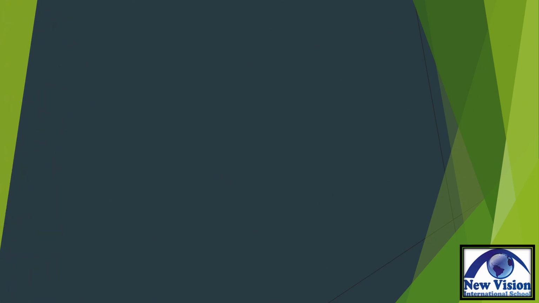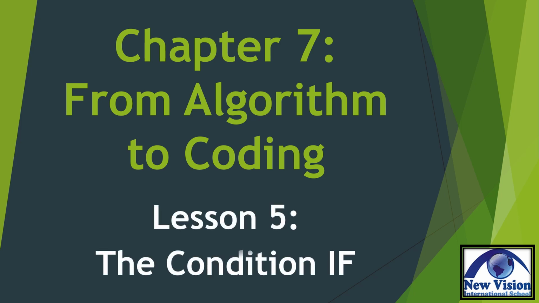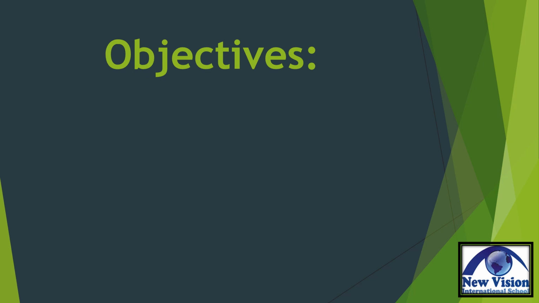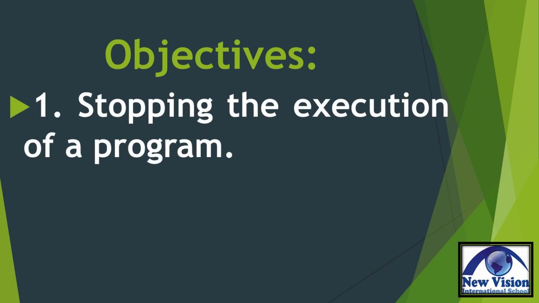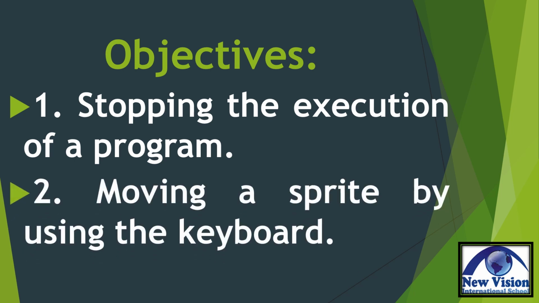Our lesson is under Chapter 7 from Algorithm Decoding, entitled Lesson 5, The Condition If. The objectives of our today's lesson are the following. Number 1, stopping the execution of a program. And number 2, moving a sprite by using the keyboard.